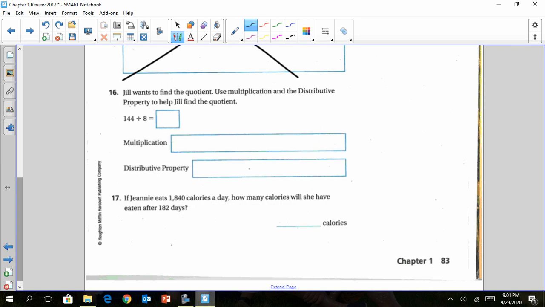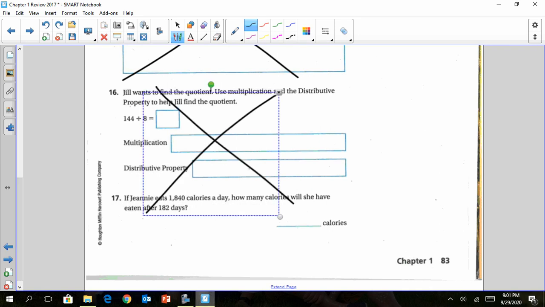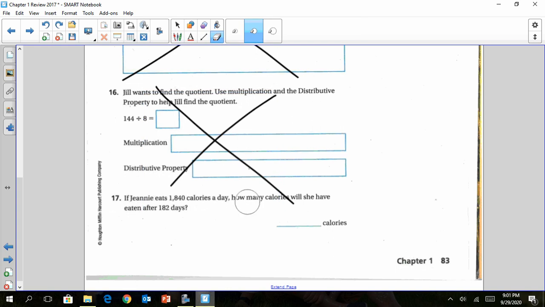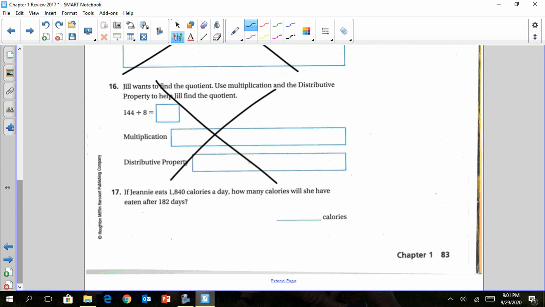As well as number 16. On to question number 17. If Jeannie eats 1,840 calories a day, how many calories will she have eaten after 182 days?